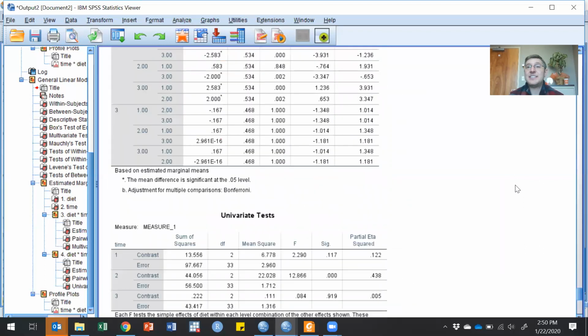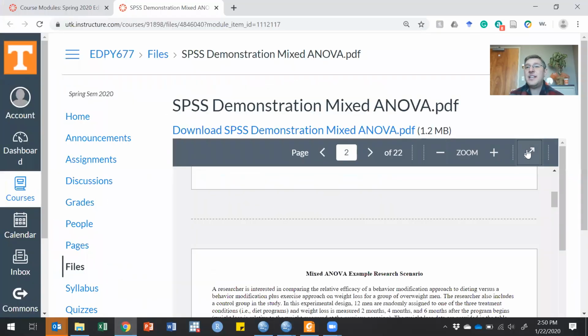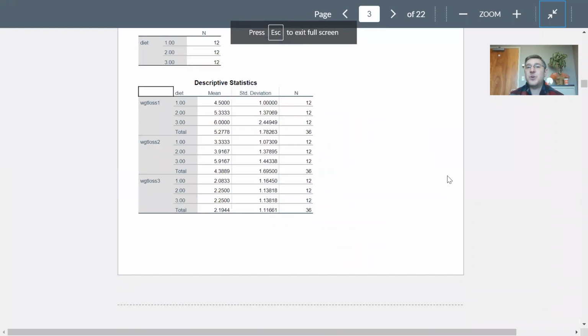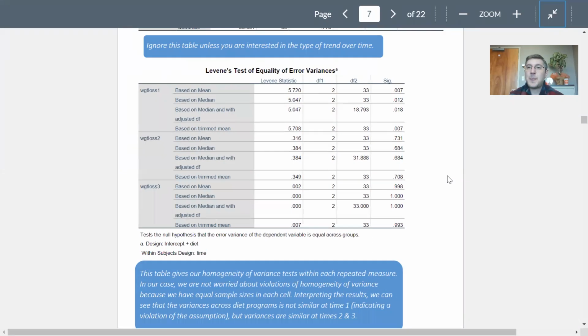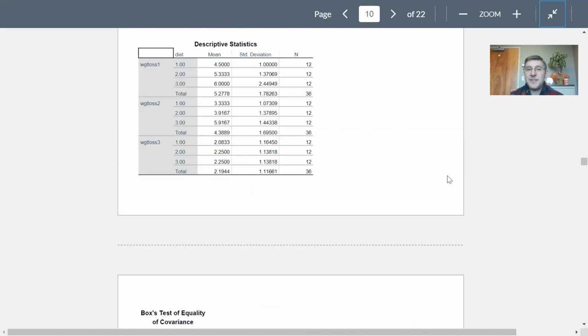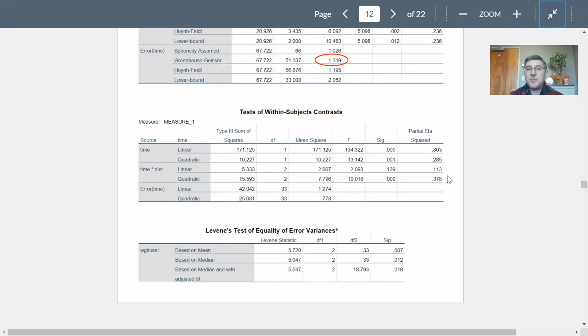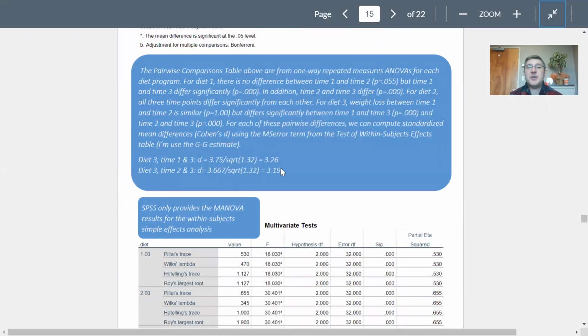So that is a quick walkthrough of a mixed ANOVA in SPSS. If you look at my handout here, I also calculated for each of those pairwise differences we found a standardized mean difference, or Cohen's d effect size. And I believe in the output here, I calculate those for you by hand. So here they are, you'd have those effect size differences.